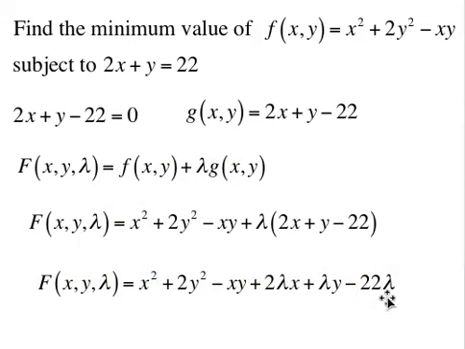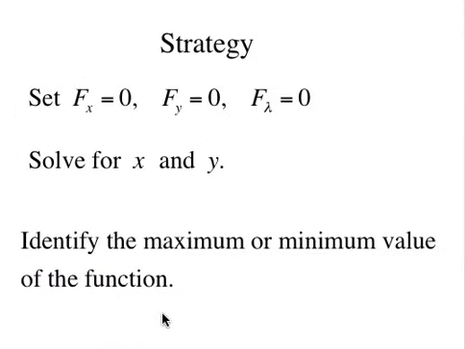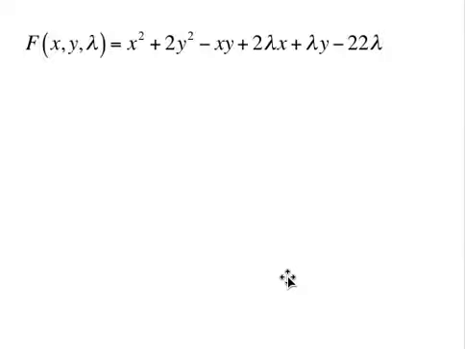And then we need to find all of the partial derivatives. We need to find F sub x, F sub y, and F sub lambda. So here's our strategy. Set F sub x equal to 0, set F sub y equal to 0, set F sub lambda equal to 0. We need to solve for x and y. You could solve for lambda, but it's not really relevant. Then we want to identify the maximum or minimum of that function and where those are located.